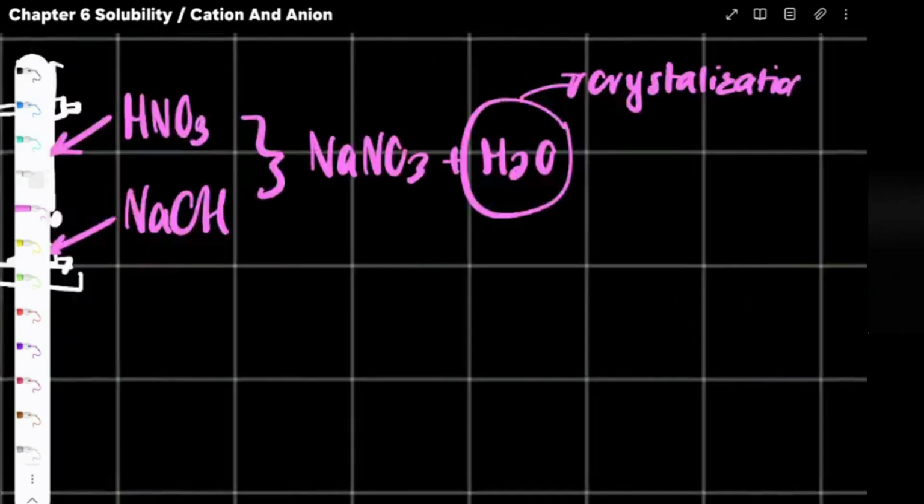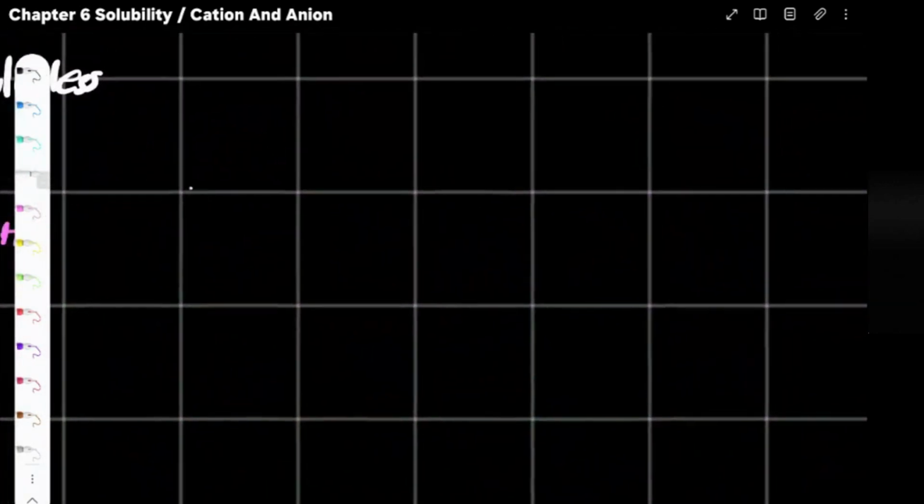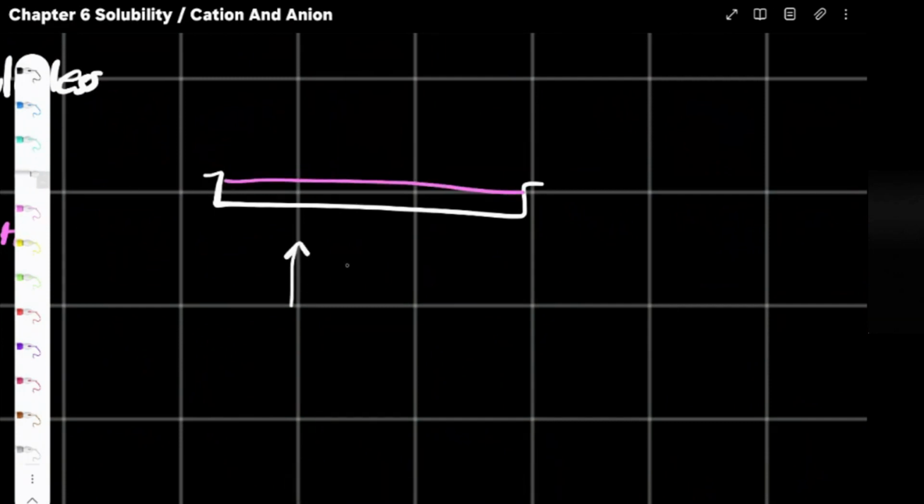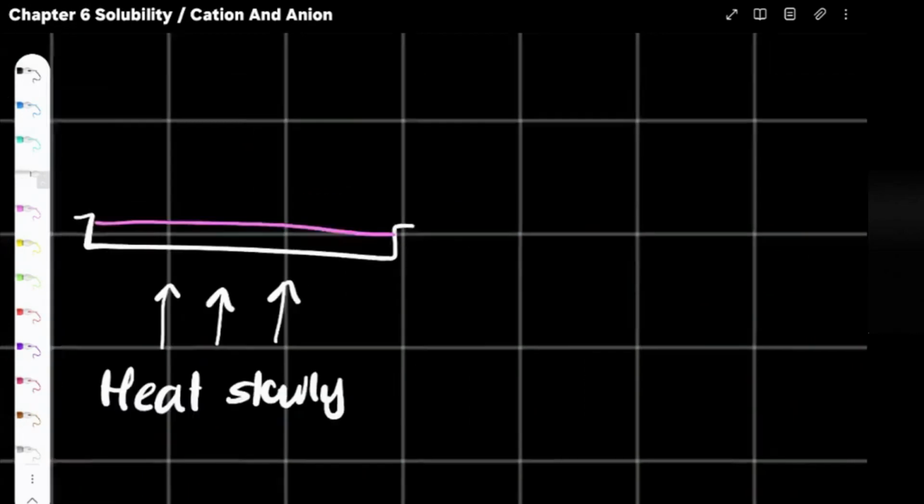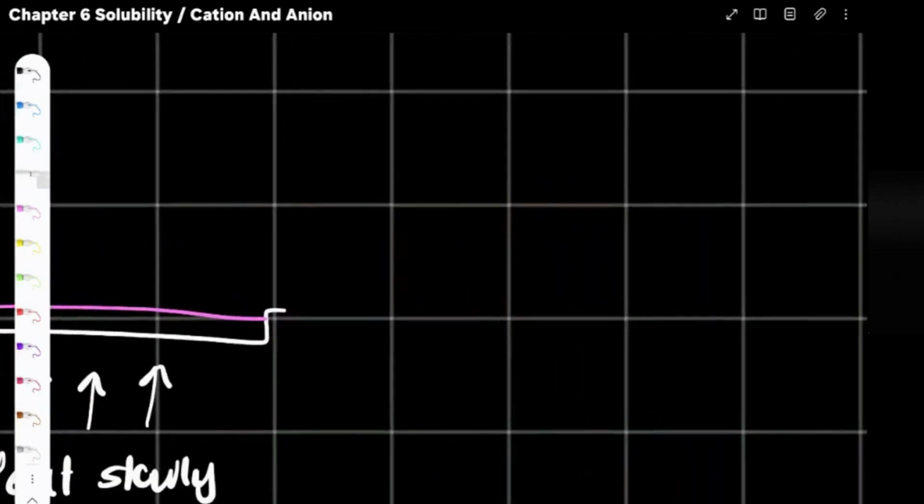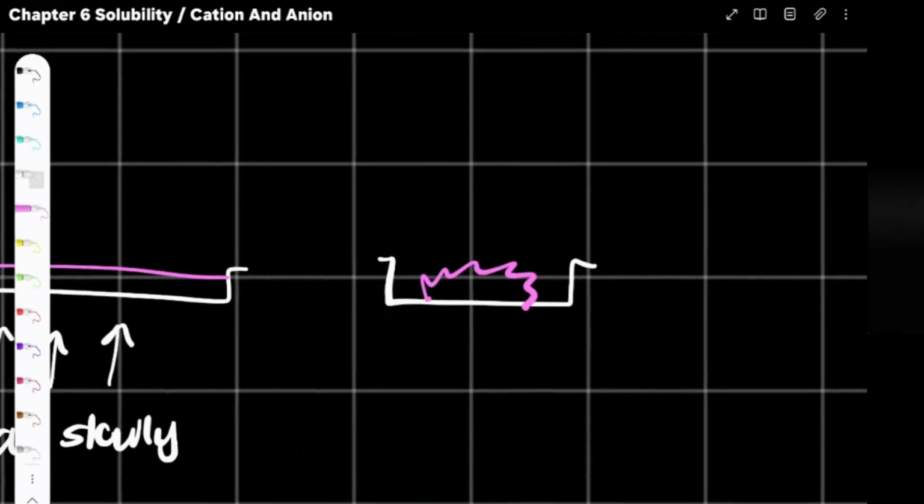So how do we do that? Of course, you're going to put it in something like this, I don't know, something like this, right? You're going to put it inside here, and then you're going to heat it slowly. Okay, heat slowly. The keyword here is slowly. If you don't mention slowly, I don't know whether they will accept your answer or not. And then the last part, you will get a crystal. So you have to cool it down so that it becomes solid.